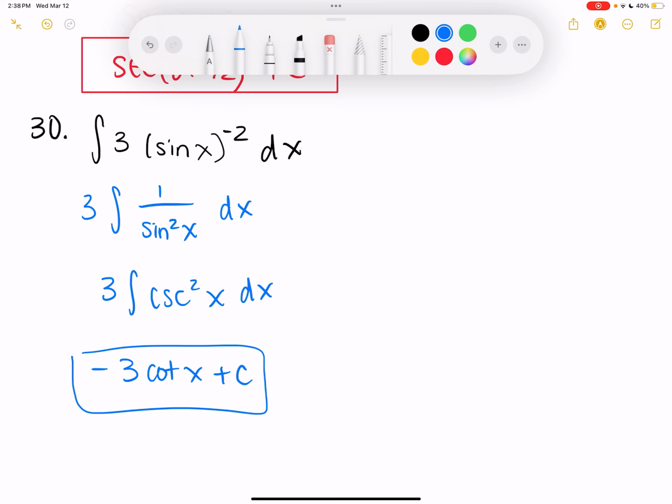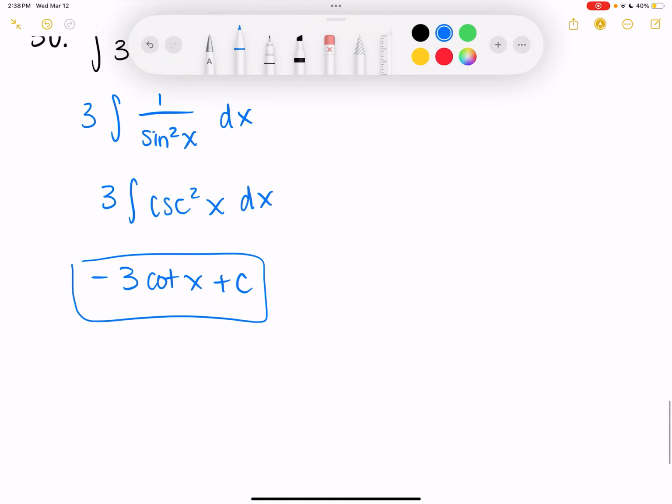Why they randomly threw this one in there, I don't know, but anyways. Nonetheless, there it is. I mean, I don't know if they were actually trying to get us to get here, but there was still no use substitution, and the whole point of this section is substitution. So, anyways.